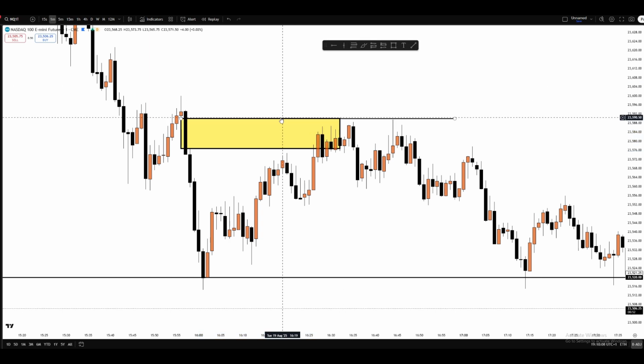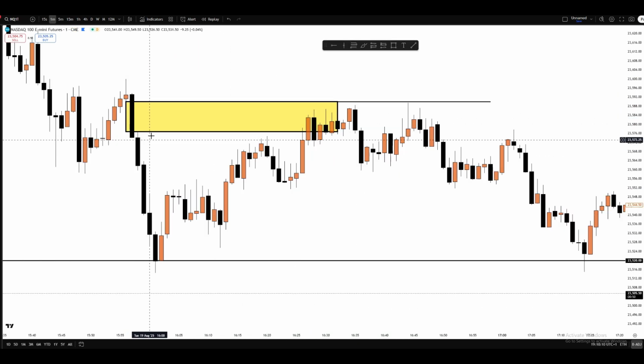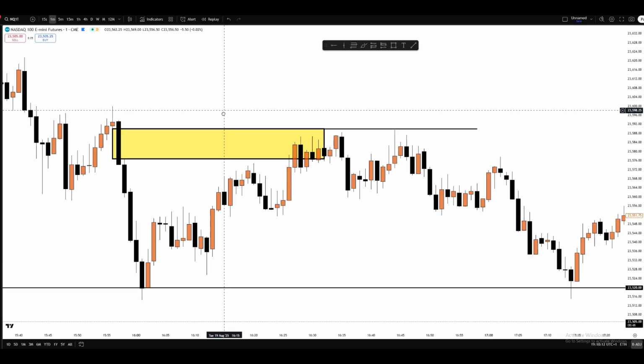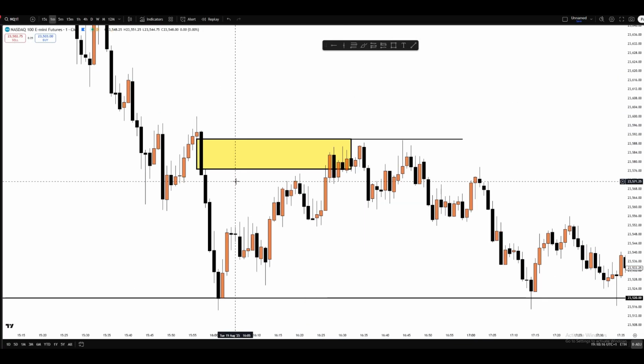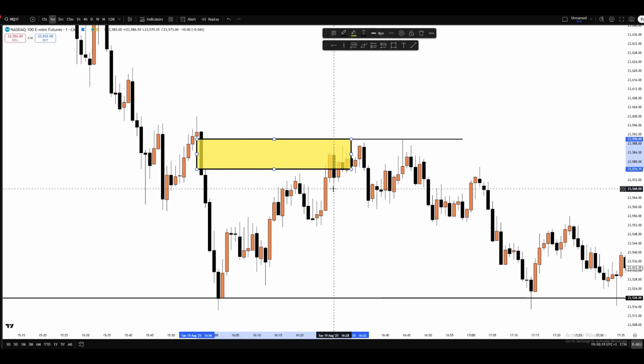Cool. Okay, so you're either taking it off of the fair value gap or the order block. I'd prefer if you just did the order block every single time, but it realistically doesn't matter which one you go for.